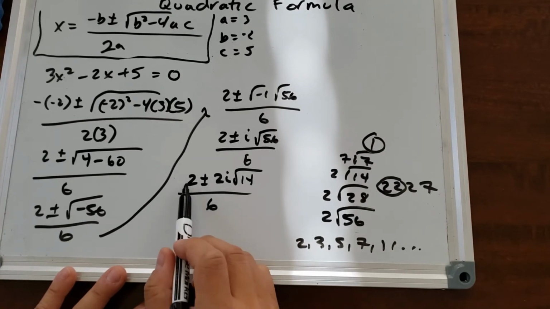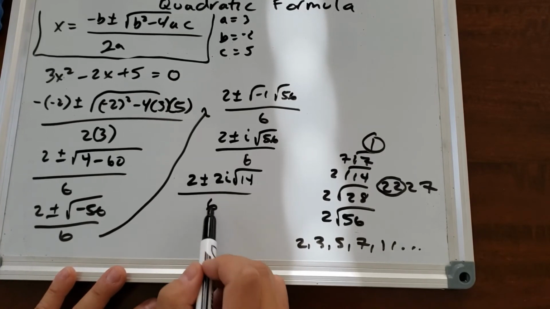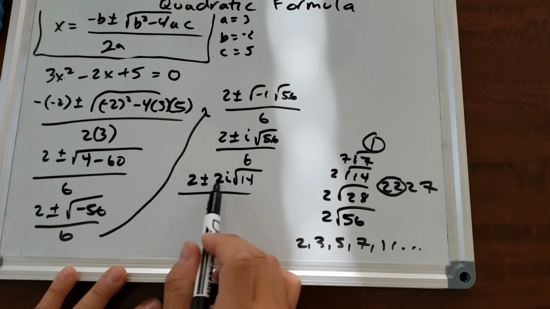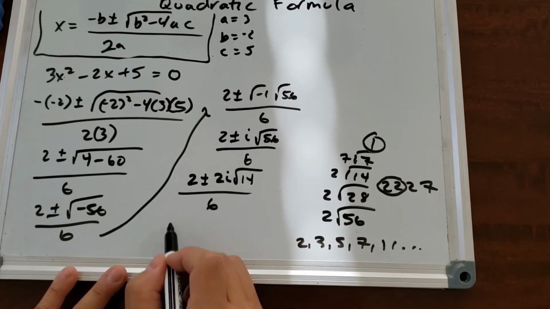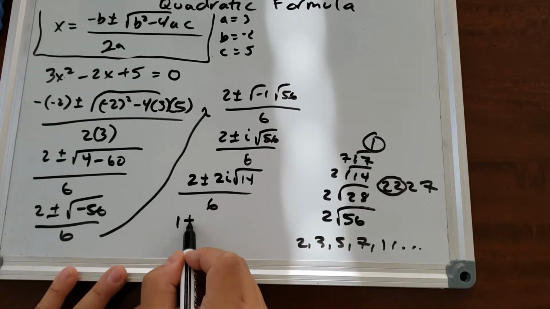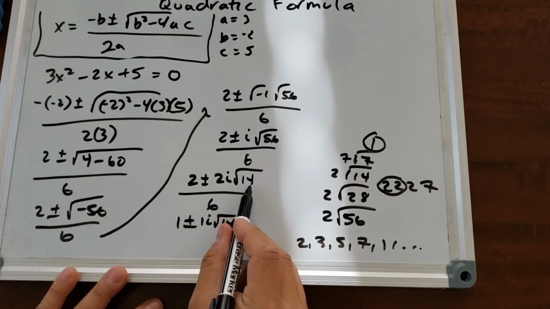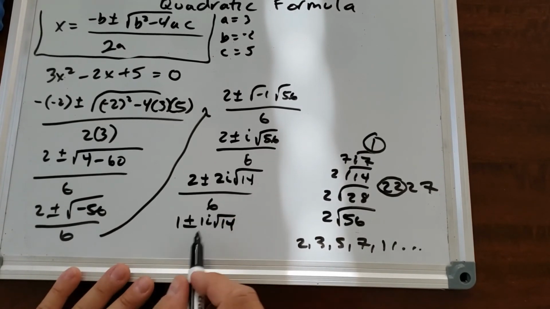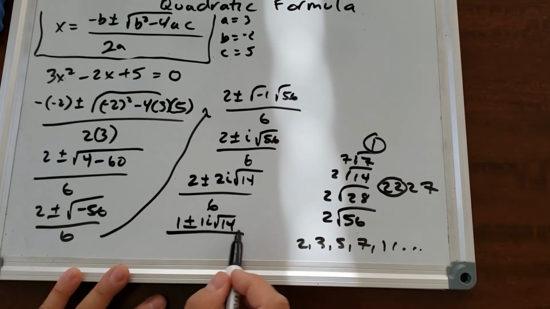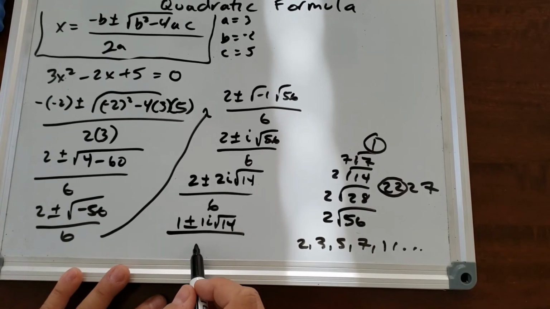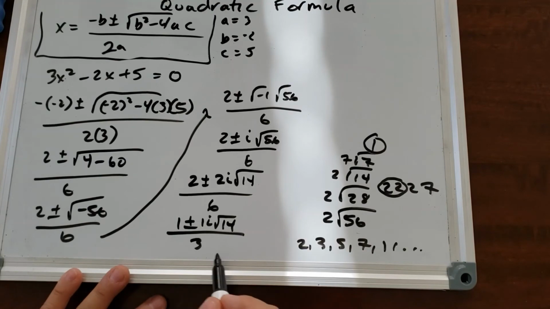Is there a number that can divide all three of these? 2, 2, and 6? Sure. 2 can divide each of these, right? So I'm going to divide each of these by 2, so that gives me a 1 plus or minus 1i square root of 14. Remember, this inside number is never going to be touched. You're not going to divide it. You're not going to do anything to it. It's left like that. And then 6 divided by 2 is going to give me 3.